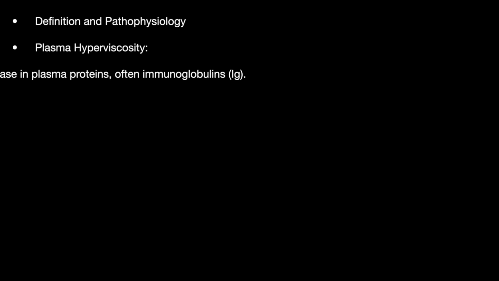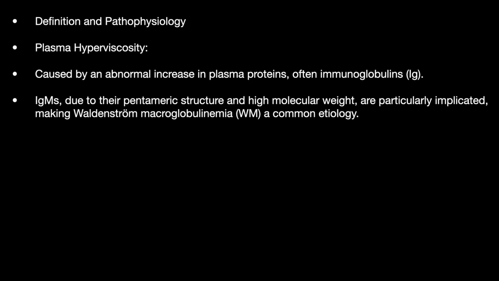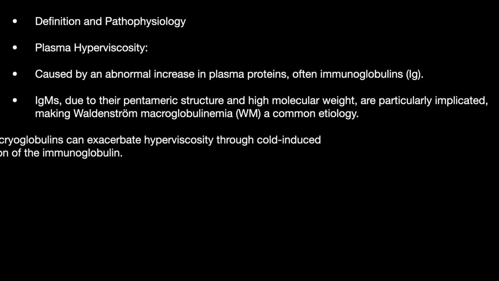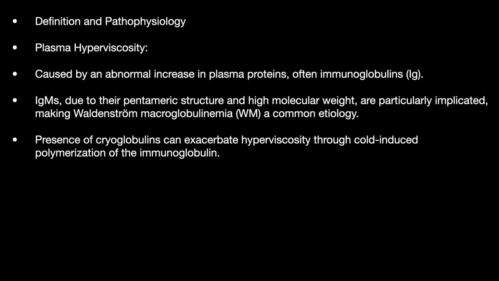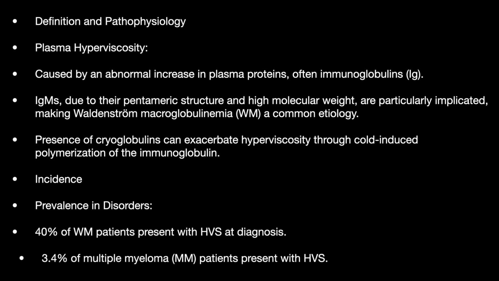Coming to plasma hyperviscosity, the definition is that it is caused by an abnormal increase in plasma proteins, that is immunoglobulins. IgM, due to its pentameric structure and high molecular weight, is particularly implicated, and Waldenstrom macroglobulinemia is a common etiology. The presence of cryoglobulin can exacerbate the hyperviscosity through cold-induced polymerization of the immunoglobulins. The prevalence of the disorder is 40% in Waldenstrom cases and 3.4% for multiple myeloma.